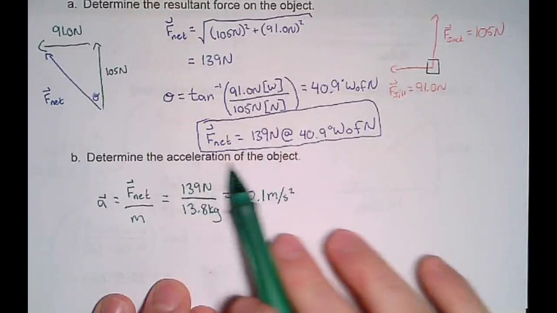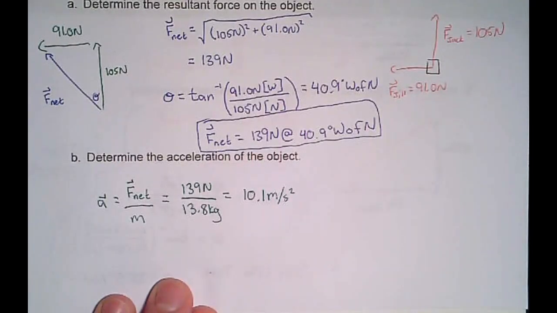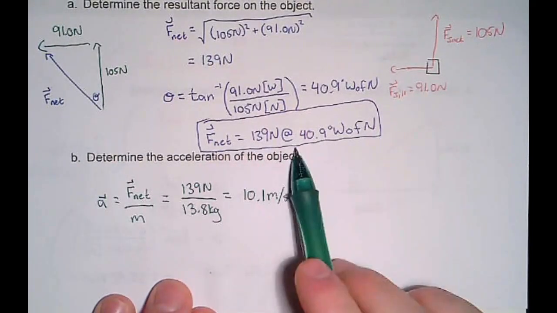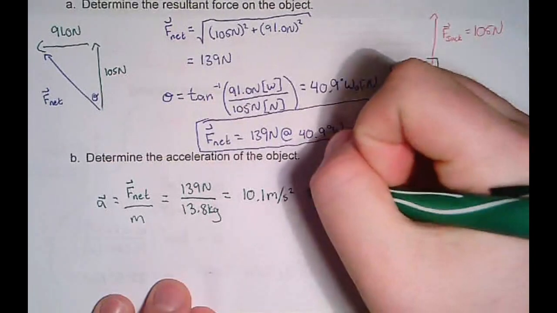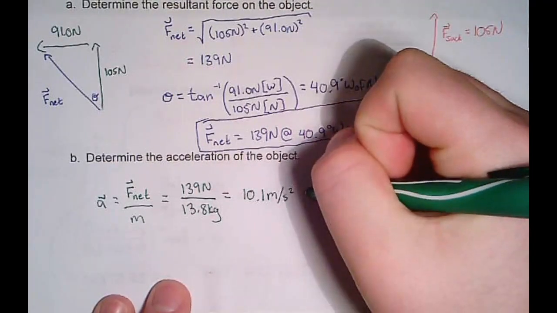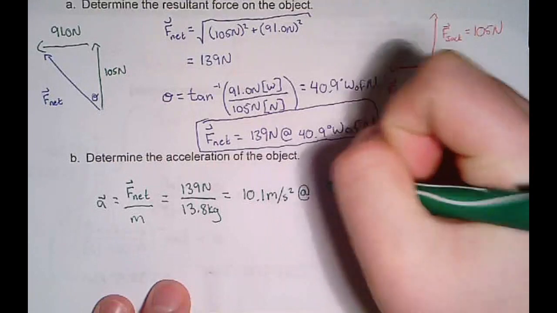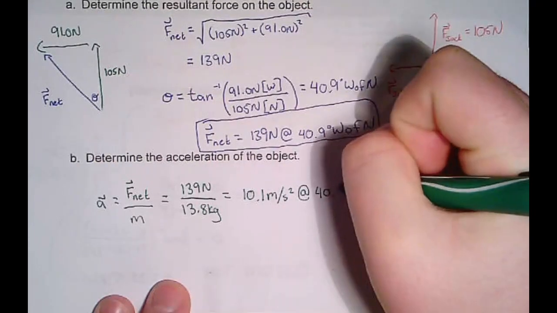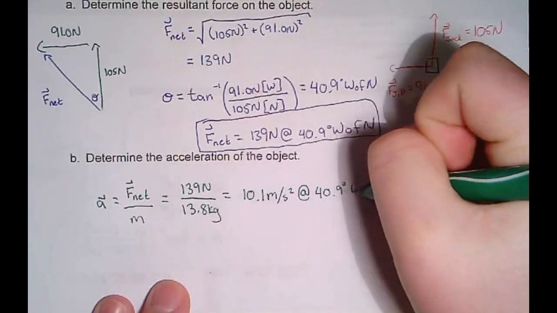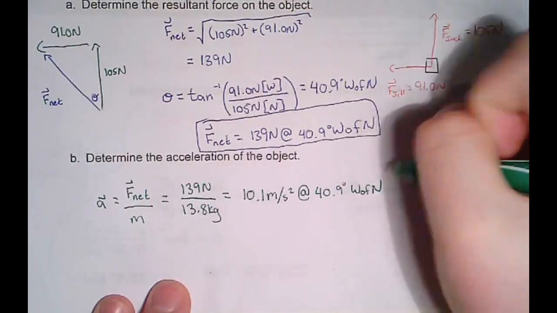When we're determining acceleration, it's a vector, so we need a direction as well. We already found our direction. It's moving in the same direction as our force. So we can say 10.1 meters per second squared at 40.9 degrees west of north.